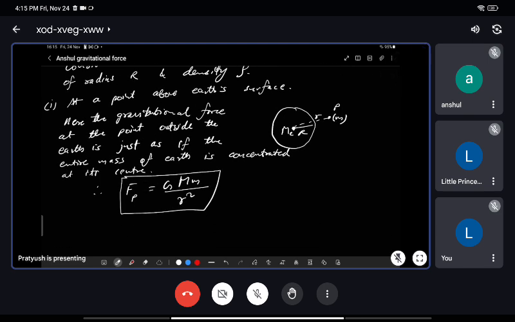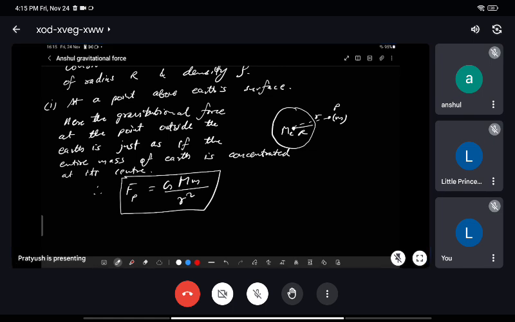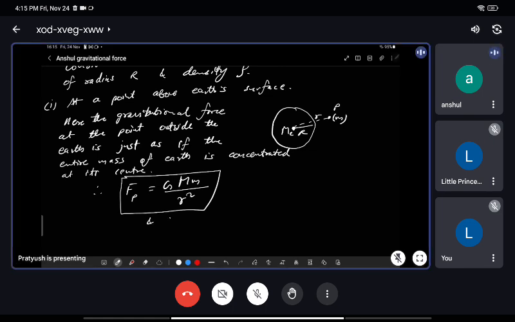Okay. Getting it? And here, the value of small g will be equal to G into capital M upon small r square. This will be less than 9.8 meters per second square. Okay. Because we are very much above the surface of Earth.